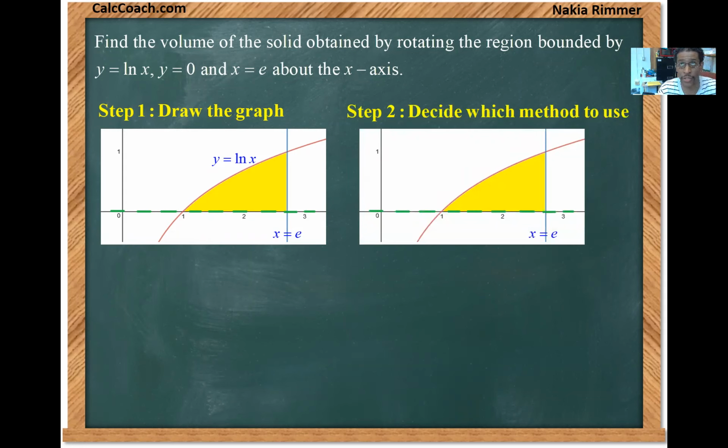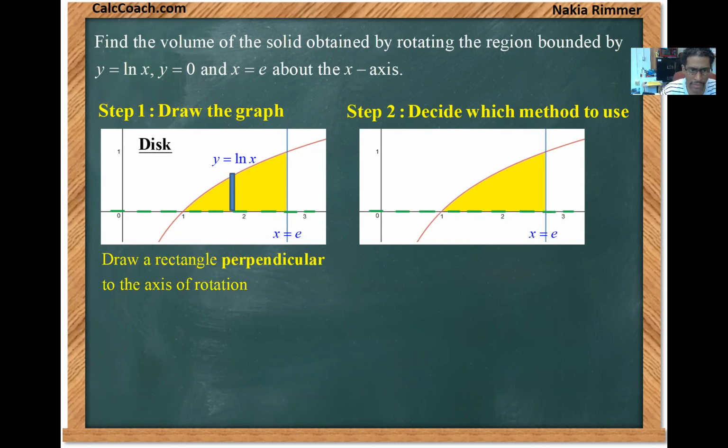On one graph, you should draw a rectangle that is perpendicular to the axis of rotation. And on the other graph, you should draw a rectangle that's parallel to the axis of rotation. Let's deal with this one here that's perpendicular. Notice how when you move that from left to right, it's flush up against the axis. There's no gap at all. So that's going to be the disk method.